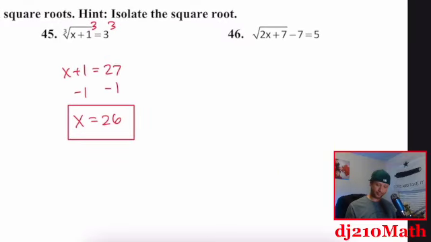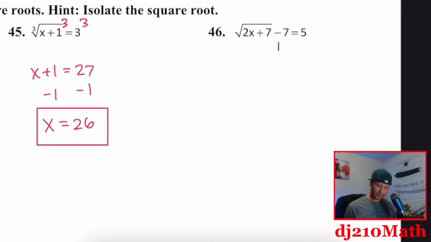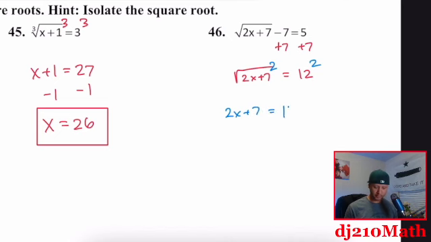Okay. Square root for 46. So I'm going to add 7 to both sides. 7 plus 5, 12. The square root of 2x plus 7 is equal to 12. I have to square both sides because that's how you undo the square root. So 2x plus 7 is equal to 12 times 12, right, 12 squared, 144.